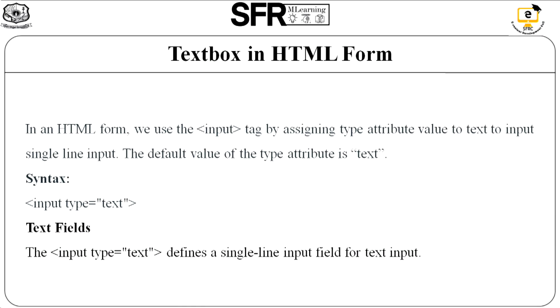Next we move on to text boxes in HTML form. In an HTML form, we use the input tag by assigning the type attribute value to text to input a single line input. The default value of the type attribute is text. Here is the syntax, input type equal to text. Now let us see text field. The input type equal to text defines a single line input field for text input.